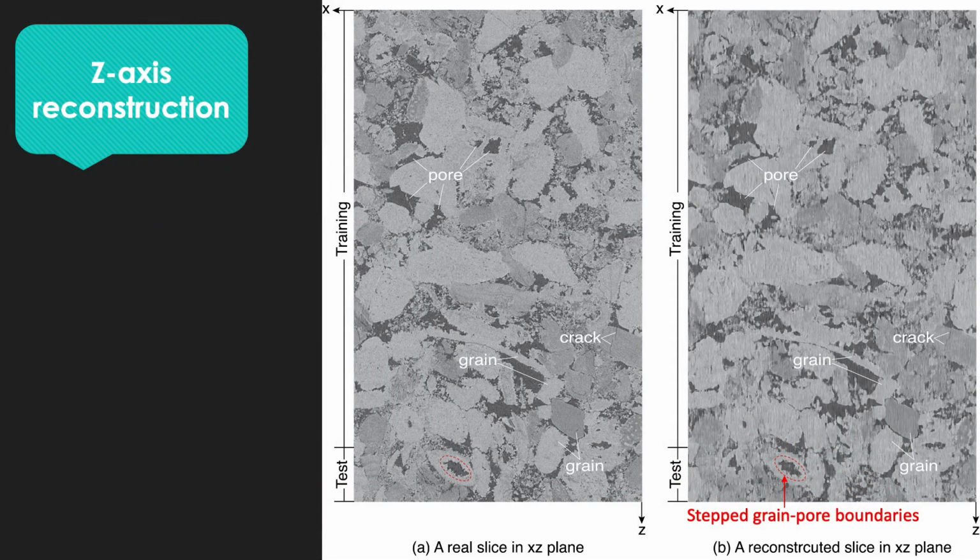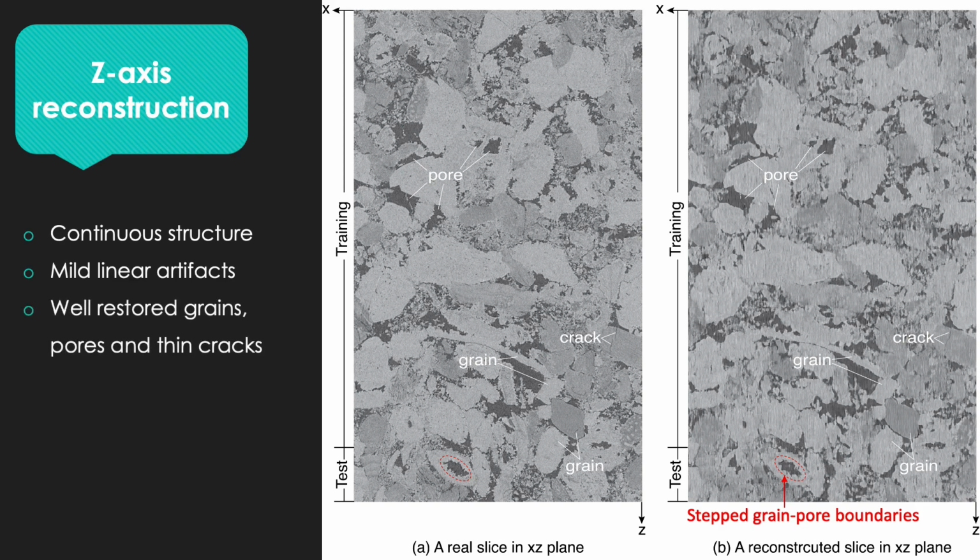The axial structure is reconstructed by concatenating XY plane slices. This figure compares a real slice and the corresponding reconstructed slice in the XZ plane. Firstly, the reconstructed slice presents continuous structure except for some mild linear artifacts caused by latent space interpolation. As pointed out in the figure, the grains, pores, and even thin cracks are well restored.